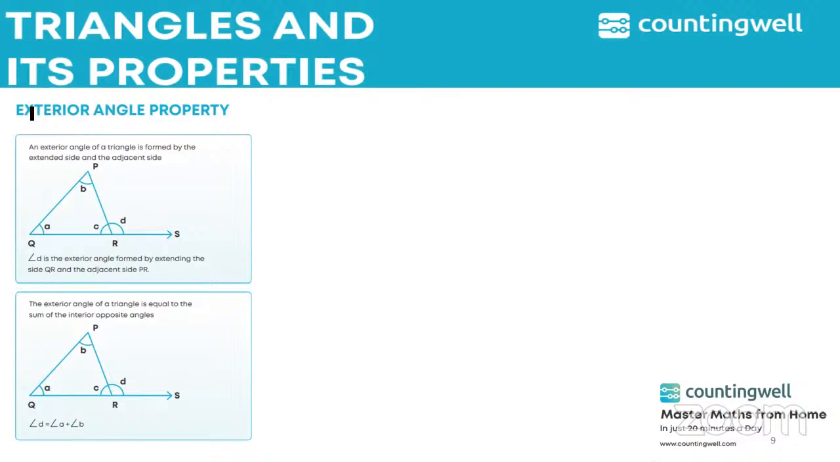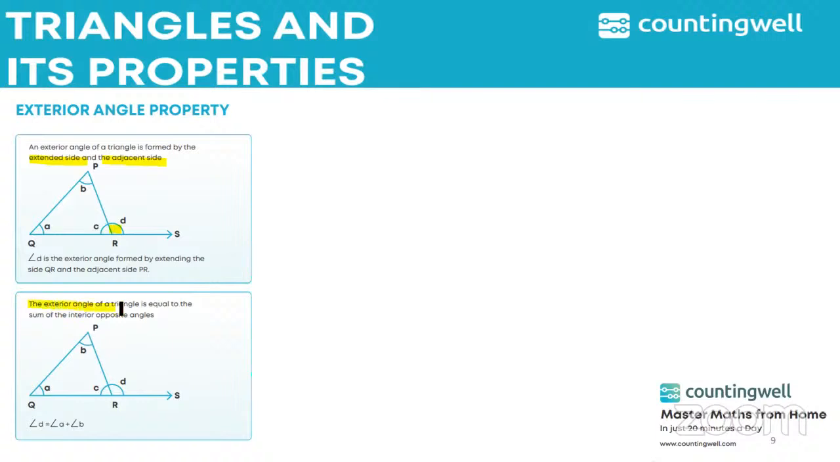Let us see what is the exterior angle property. An exterior angle of a triangle is formed by the extended side and the adjacent side. I'll repeat, an exterior angle of a triangle is formed by the extended side and the adjacent side. So you can see angle D is the exterior angle formed by extending the side QR and the adjacent side PR. So D is called the exterior angle of the triangle PQR.